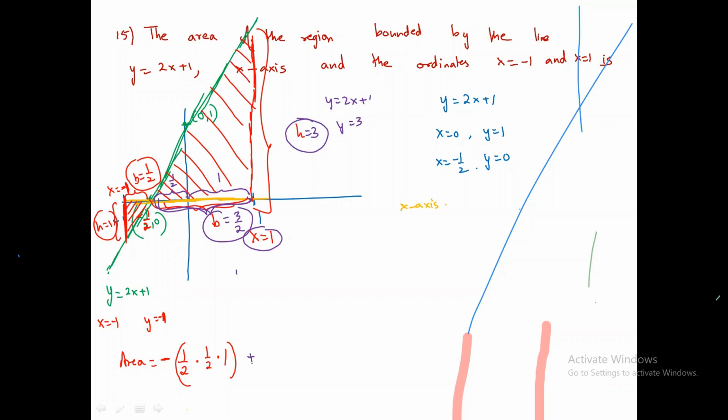That means plus. Now the area is 1/2 into base into height. That means I will have -1/4 plus 9/4. That means 8/4. That means 2. And 2 is there in the option. So we can go with the option 2. Actually, we have to use integrals, but we are not using integrals because this way is easy.